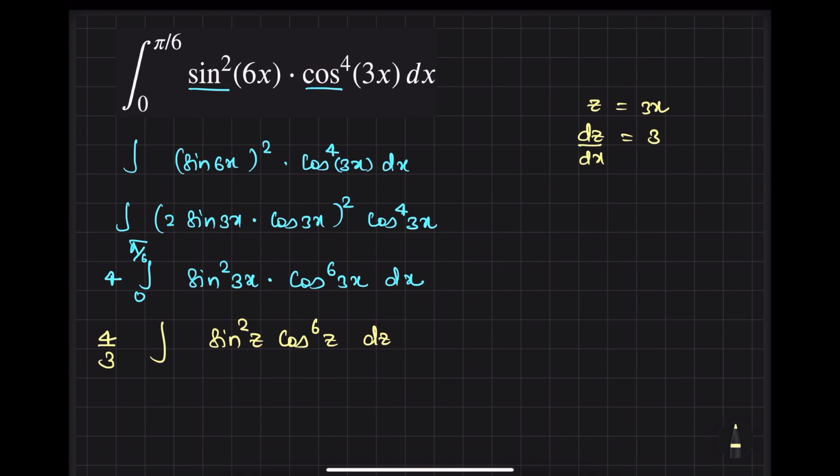Now you know that if you take anything as z, the limit will change. So if the lower limit is 0, and you replace x with 0, z will become 0, so it is 0 again. Now the upper limit is pi by 6, so if you replace x with pi by 6, 3 times pi by 6 will become pi by 2. Now the upper limit becomes pi by 2. So now if you observe, your question is converted into limit from 0 to pi by 2, and then we have a sine function and then we have a cos function.